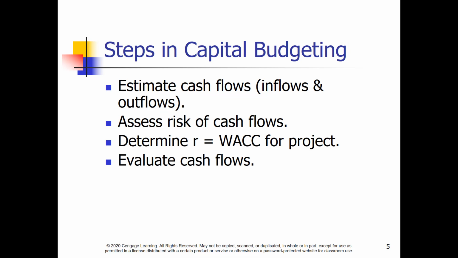The steps in capital budgeting include estimating the cash flows and assessing their riskiness. We'll address that in Chapter 11. Determining the appropriate cost of capital. We just did that in Chapter 9. Evaluate the cash flows by finding the NPV, IRR, etc., and deciding to accept or reject. That's what we're going to learn in this chapter.